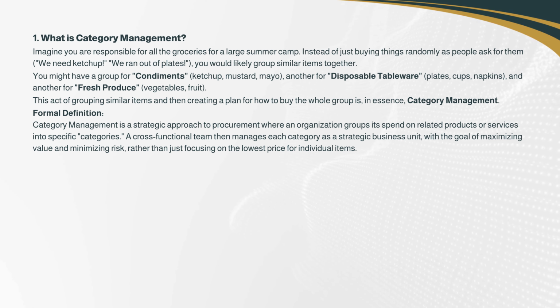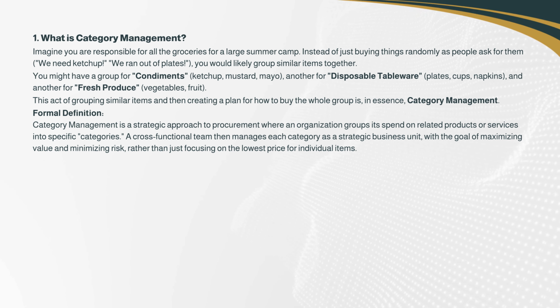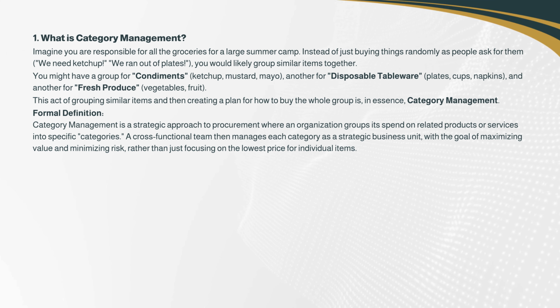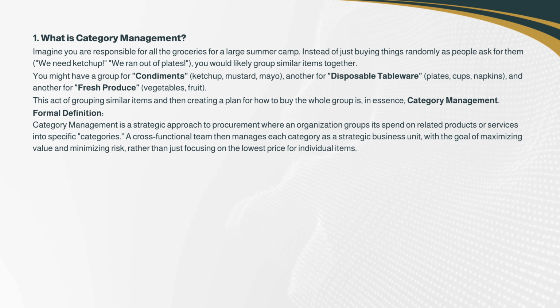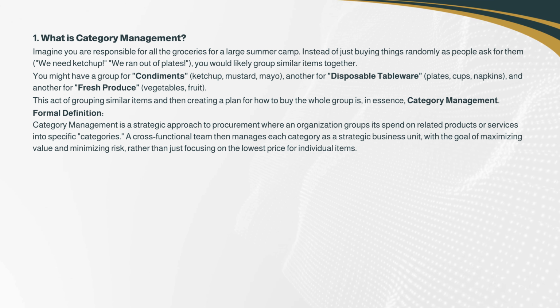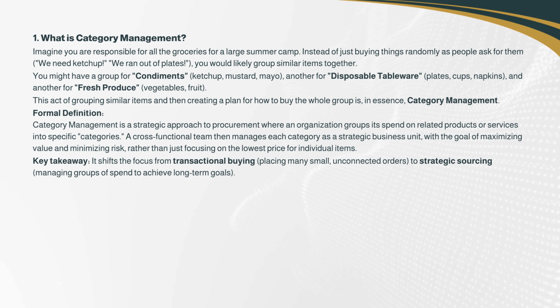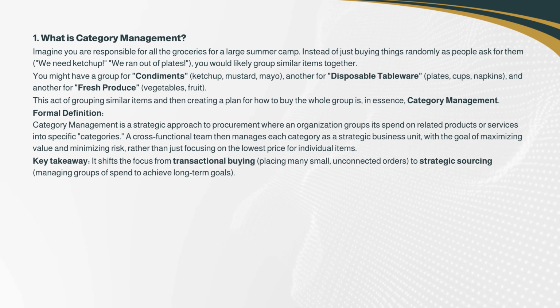Formal definition. Category management is a strategic approach to procurement where an organization groups its spend on related products or services into specific categories. A cross-functional team then manages each category as a strategic business unit, with the goal of maximizing value and minimizing risk, rather than just focusing on the lowest price for individual items. Key takeaway: it shifts the focus from transactional buying, placing many small, unconnected orders, to strategic sourcing, managing groups of spend to achieve long-term goals.